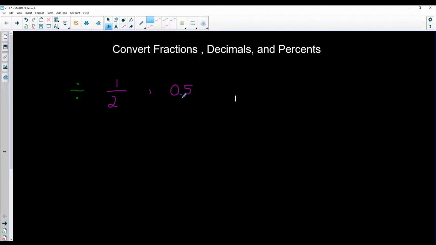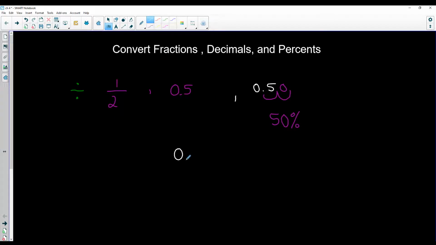Okay, so you could take a look at 0.5. I'll just rewrite it again here. And we're going to move that decimal over 2 times. This is multiplying by 10, and then we'll multiply by 10 again, which is 100. And that would become 50%. Okay, so it's quite easy to go from all three. So let's try another one.